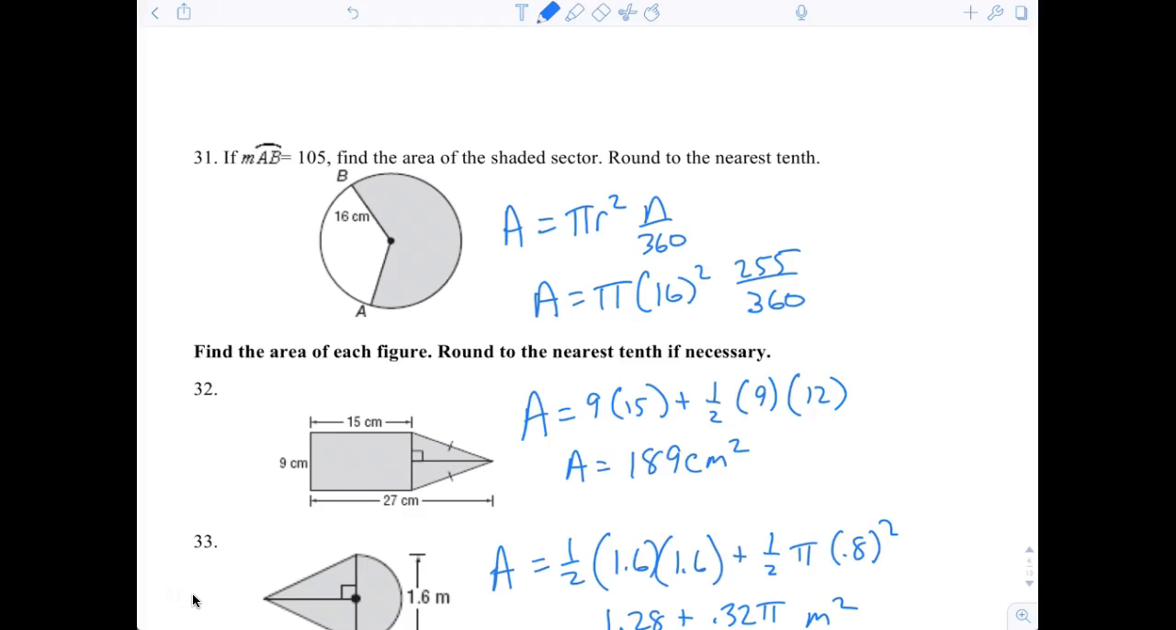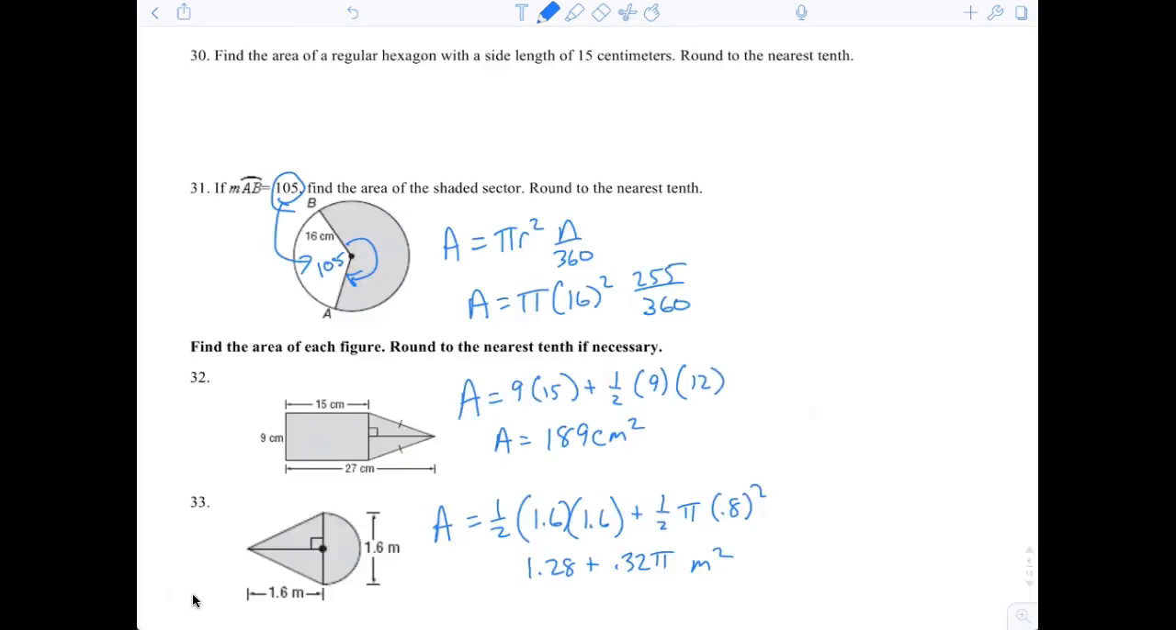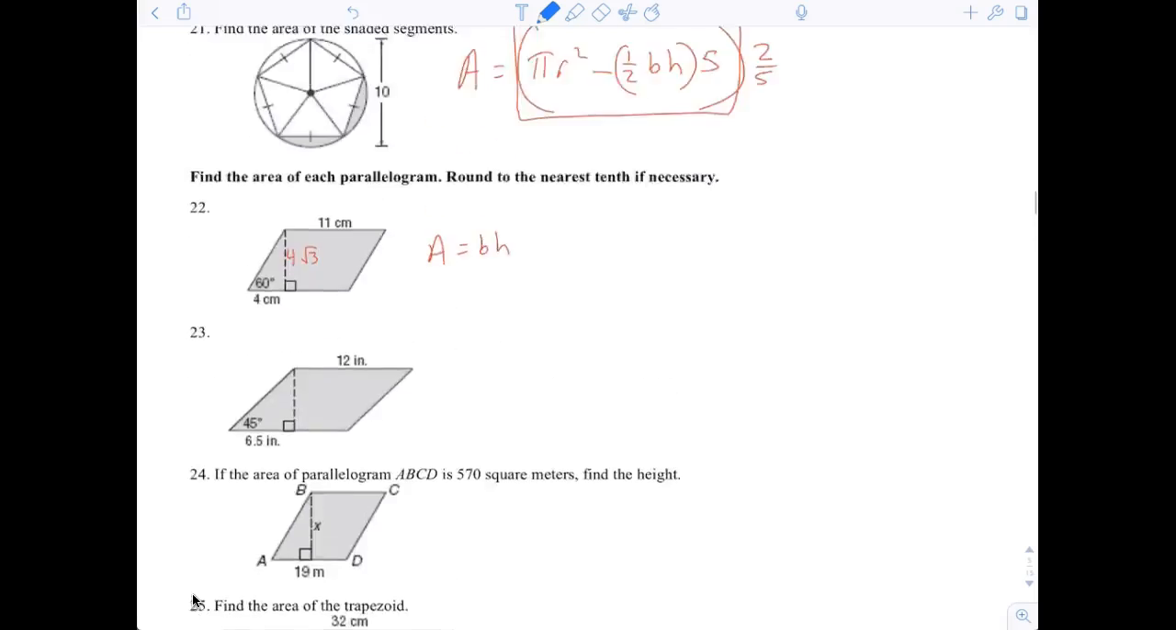So remember, from here to here is 105. It tells you that's 105, right? So then that's the rest of 360. 360 minus 105. All right, guys. Pretty good, pretty good, pretty good.